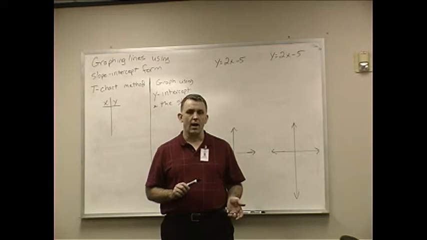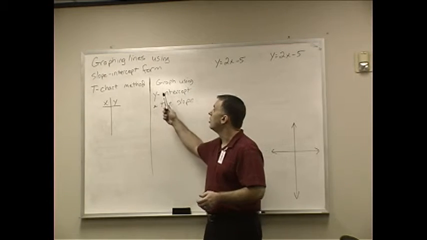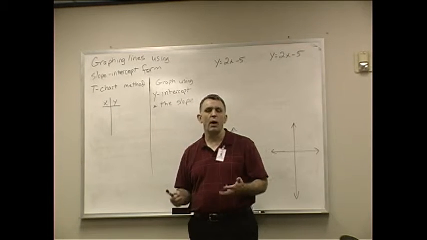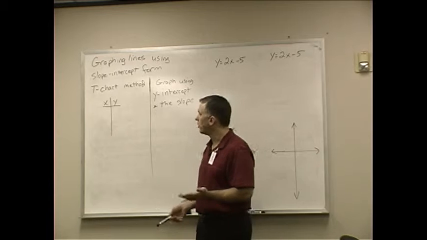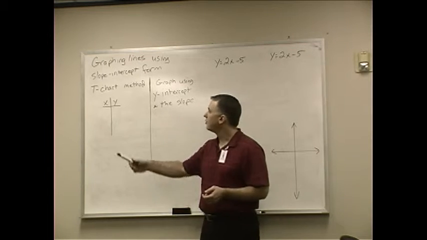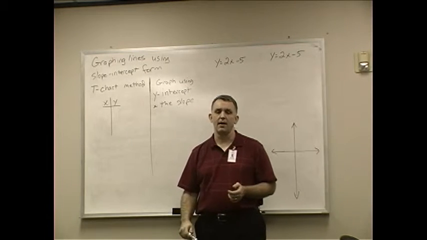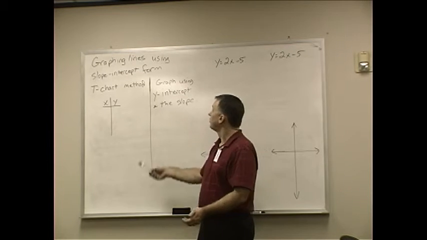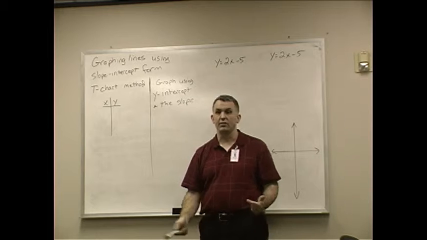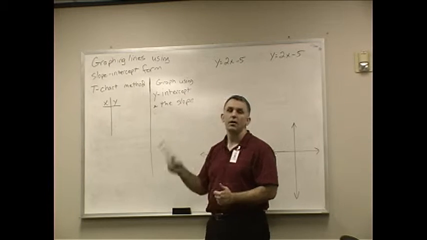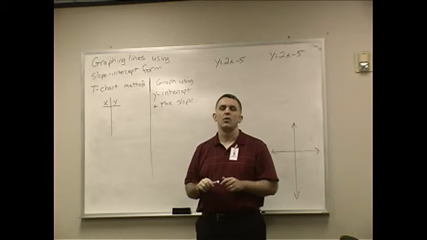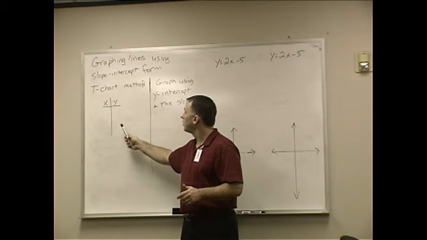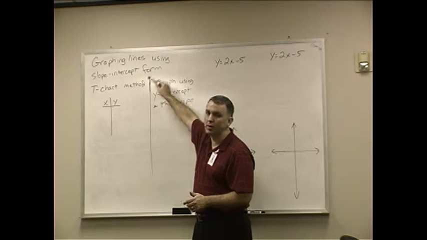Now we're ready to graph lines using slope-intercept form. There are two ways you can graph lines using slope-intercept form. Last week I taught you the T-chart method, and it works well, but it's a little bit cumbersome. Something a little more advanced and actually a lot quicker is to graph using the y-intercept and the slope. Notice I put a line here between them.